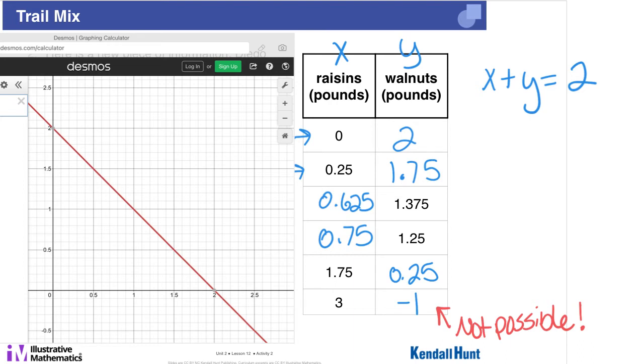Then this last value right here, if he has 3 pounds of raisins, that means we would need -1 pounds of walnuts, which is not possible. So in this situation, this is not a possible combination.